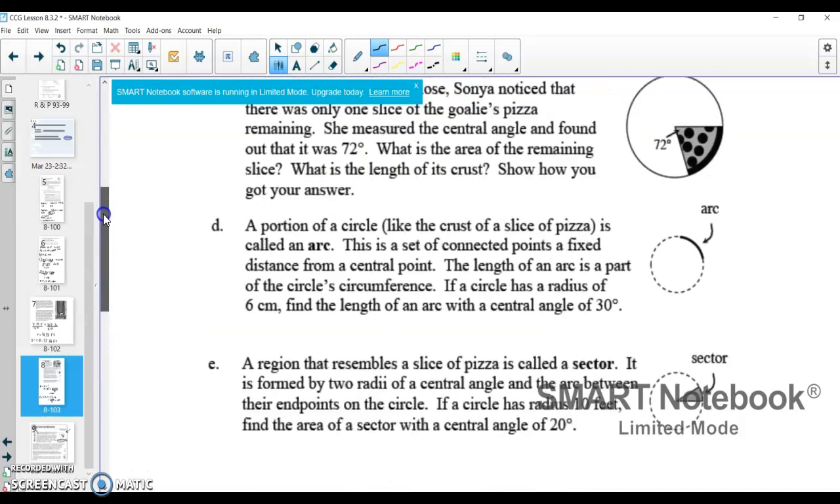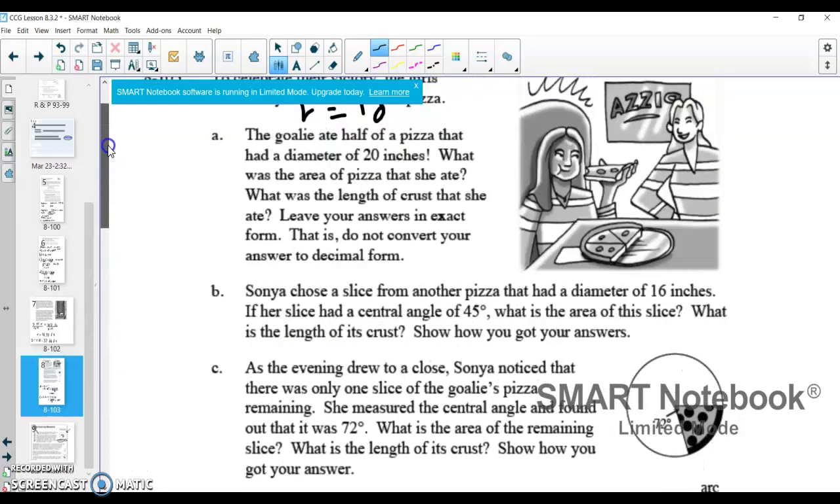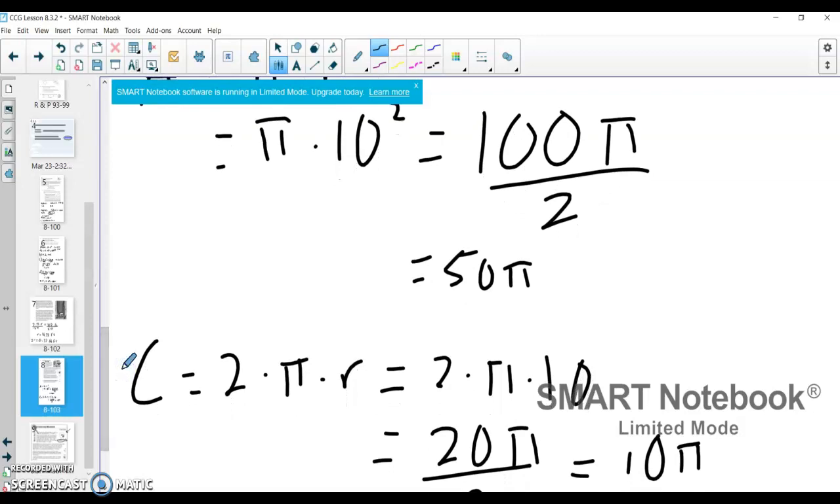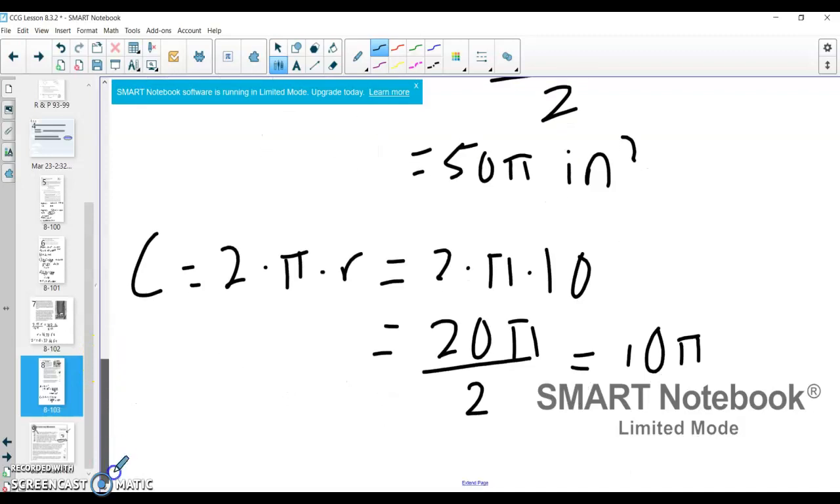Now, I should make sure I put my units on this. It's inches, so if you're talking about the area, that is 50 pi inches squared. And if you're talking about the circumference, that is 10 pi inches. To make sure this is clear, this is 10 pi inches because it's circumference, it's not inches squared. Area is the inches squared, circumference would just be 10 pi inches.